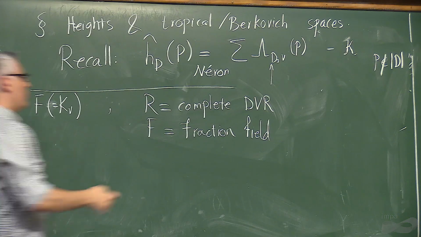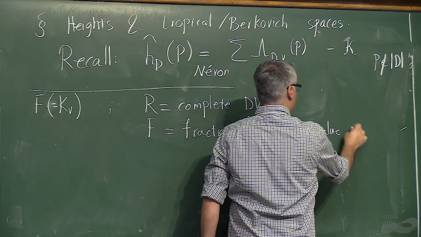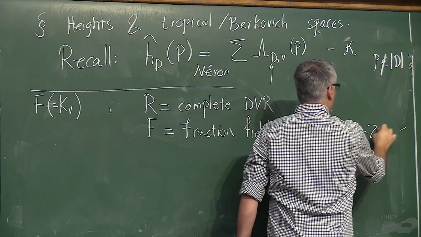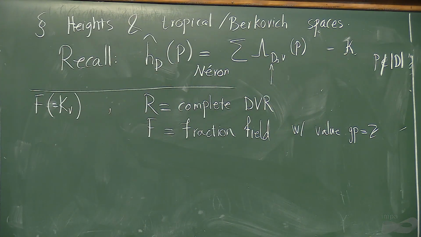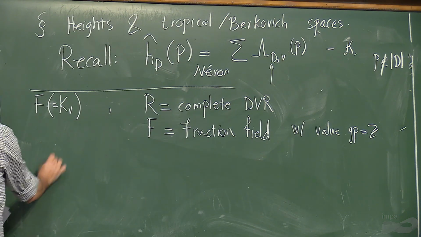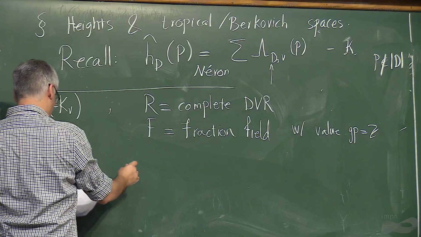And then I will make sure that the value group is C. When you have a DVR, you have to fix a uniformizer and decide what's the valuation of that uniformizer, the generator for the maximal ideal, and I'm saying I do the right normalization. Not super important. Then I have an abelian variety over F, KV in this case, abelian variety.